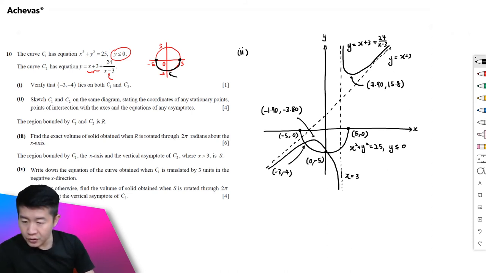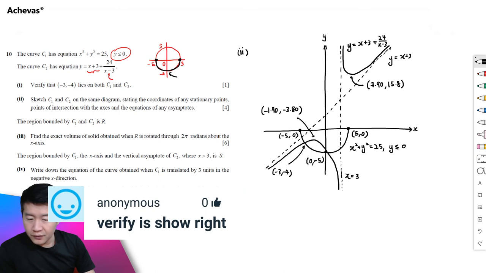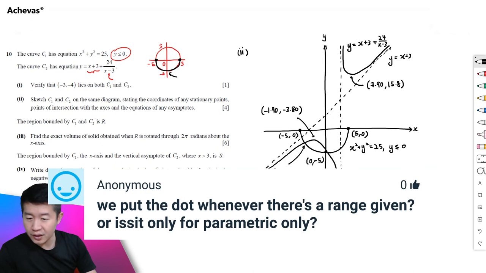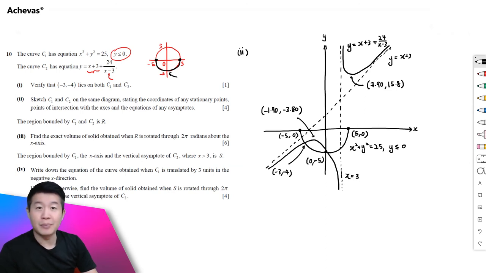For verify show, right, I'm not sure how to very clearly distinguish between verify and show, but it is almost like show. So for a verification of this nature, I can just simply substitute the numbers in to verify that it is lying on the two curves. And the dots, right? It doesn't really matter whether you are doing a graph like this or a parametric. The dots are supposed to be there every time you have an endpoint. They can be solid dot or hollow dot.